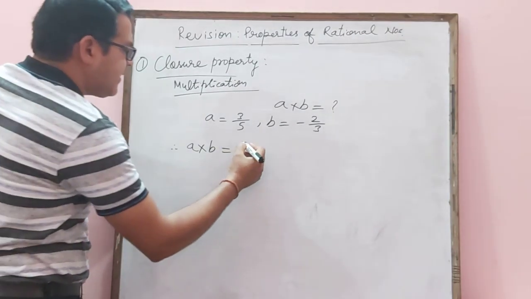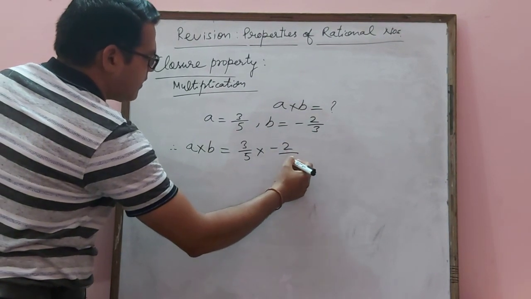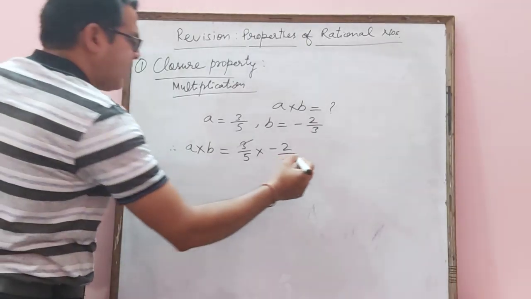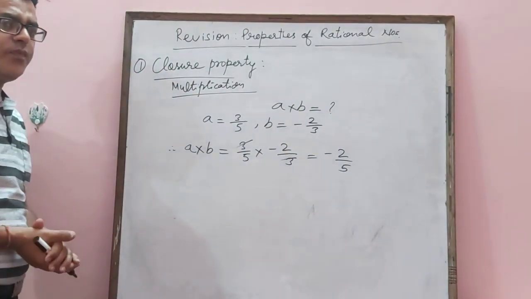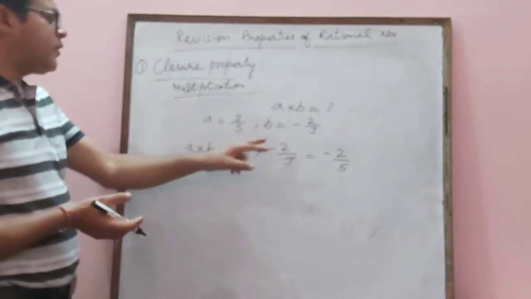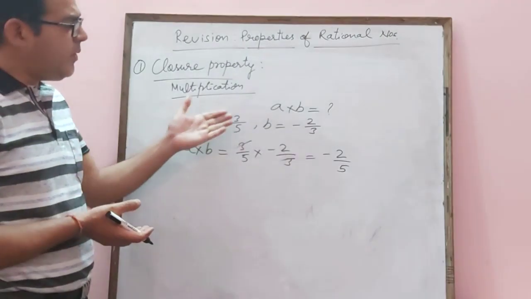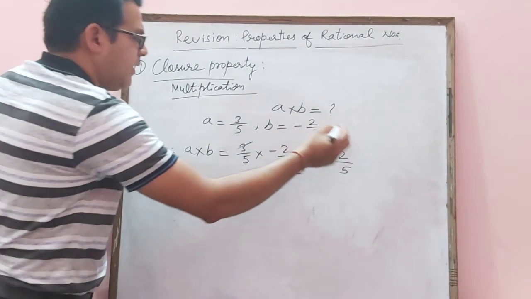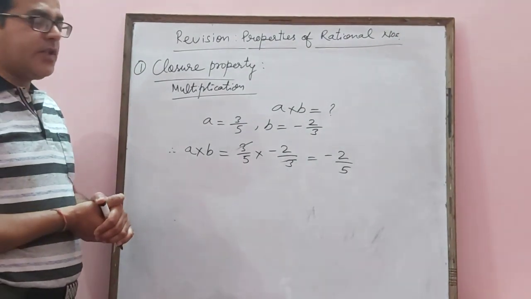So A is 3 by 5 and B is minus 2 by 3. By this 3 we can cancel. So minus 2 upon 5 we have here. You can see 3 upon 5 is a rational number, minus 2 upon 3 is a rational number, and their product, that is minus 2 upon 5, is also a rational number.